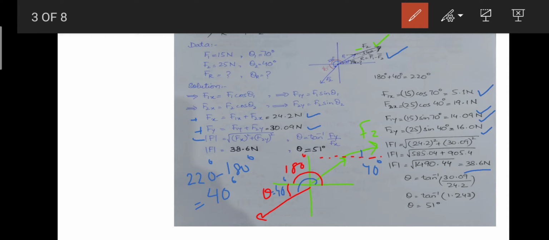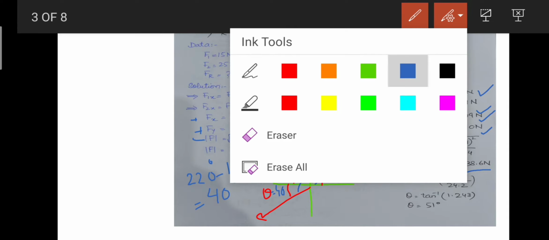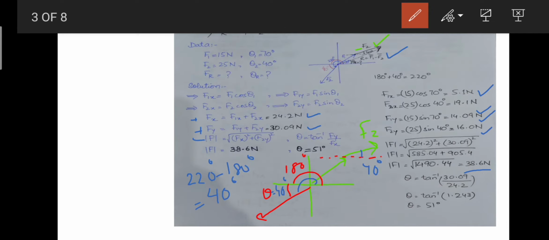That means the resultant which we have drawn here, suppose this is the resultant, the angle which we are having over here is 51 degree. So we are talking about this particular angle. This angle is basically 51 degree, right? So that's how we can solve this extension exercise.